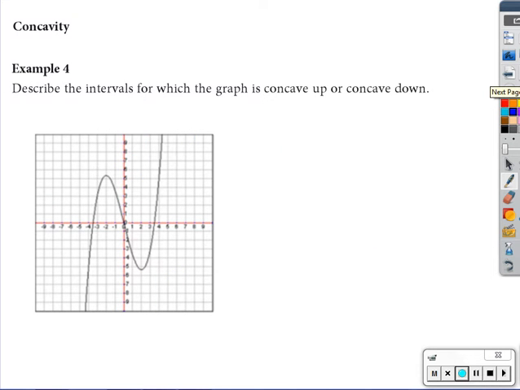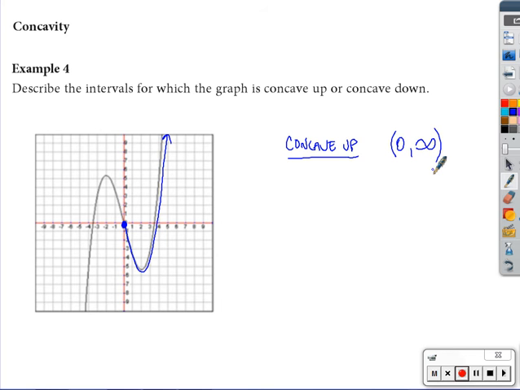Last, concavity. Describe the intervals for which the graph is concave up or concave down. And the easiest way here is, will it hold water or will water pour out over it? If it holds water, it's concave up. If it doesn't, it's concave down. So when I look at this example in particular, if I poured water into it, I would say this graph is concave up from 0 to infinity. This would hold water. So concave up would go from 0 to infinity for my interval.